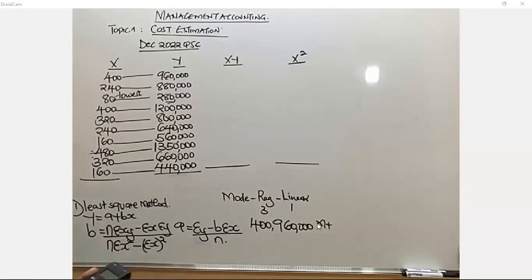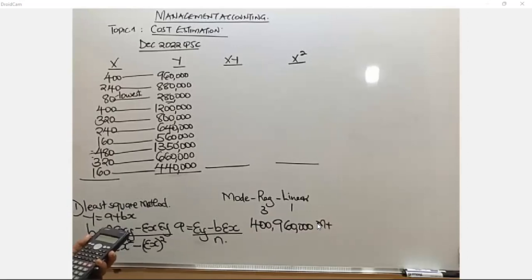The second one will be 240, 880,000, M plus. My calculator displays N is equal to 2. The second one is 80, 280,000, right? 280,000. My calculator displays N is equal to 3. The third one will be 400, 1.2 million, right? M plus.